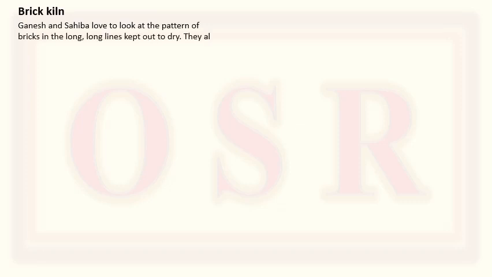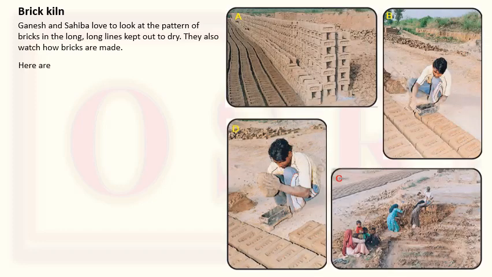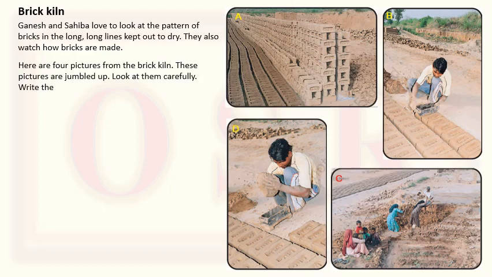Brick kiln. Ganesh and Sahiba love to look at the pattern of bricks in the long lines laid out to dry. They also watch how bricks are made. Here are 4 pictures from the brick kiln. These pictures are jumbled up. Look at them carefully. Write the correct order.